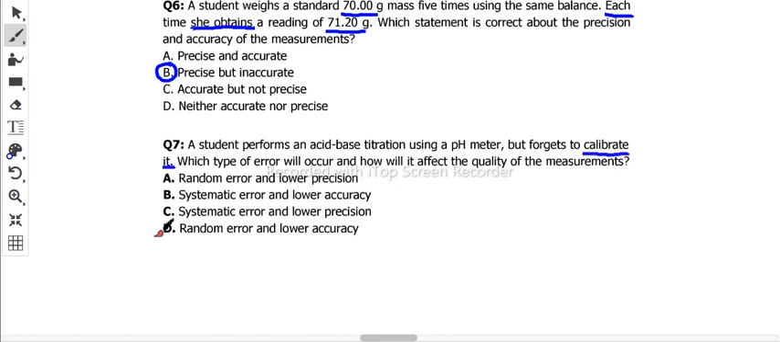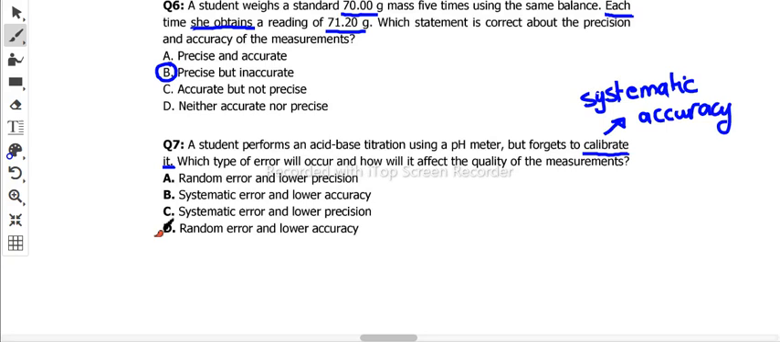Miscalibration or incorrect calibration. So this is a defect in the instrument. You need to remember that this is an indication of having a systematic error. Which type of error will occur and how it will affect the quality of the measurement? So definitely if you have a miscalibration of any device inside the lab, you are talking about systematic error. And systematic always affects the accuracy of your results.